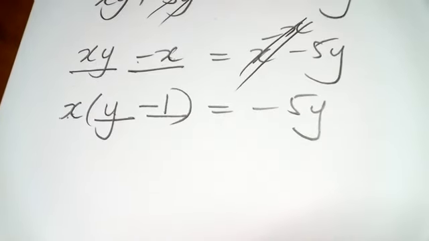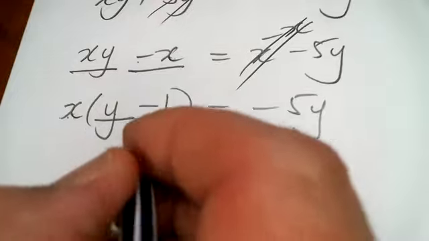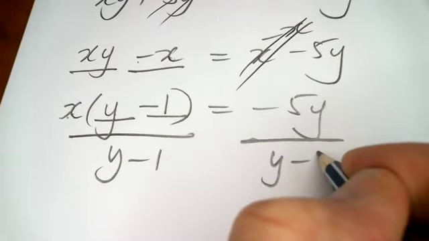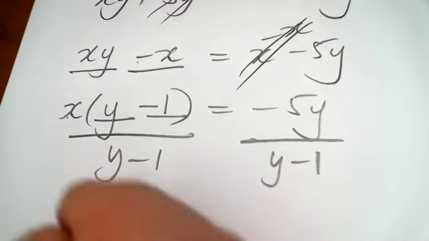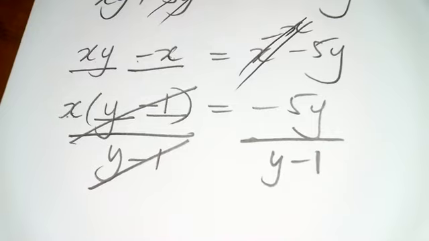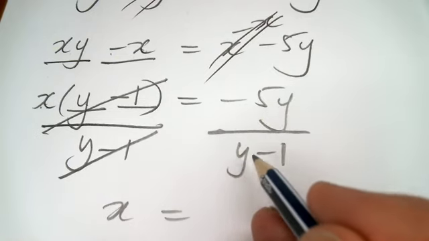All right. Now, what I'd like to do is get x on its own. And to do that, all I have to do is divide both sides by y minus 1. So y minus 1 divided by y minus 1. Now, y minus 1 divided by y minus 1 is equal to 1. And 1 times x is x. And I've got negative 5y over y minus 1.